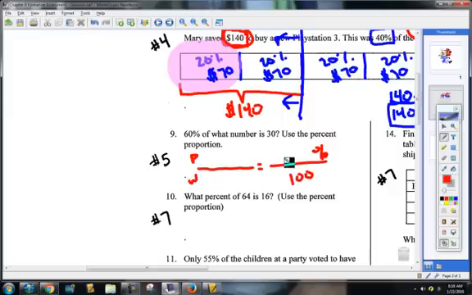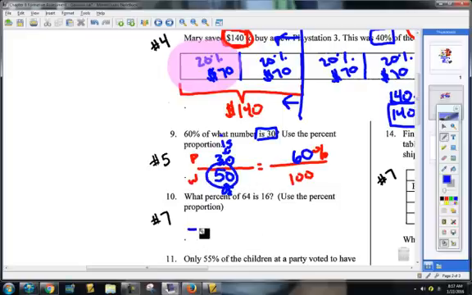60% of what number is 30? This is where that little trick I taught you will help you. Is usually goes here. Not usually, it does go there. Okay, so if it says 60%, we know 60 goes there. Of what number is 30? Well, that's pretty easy. That means 30 must be the part because it says is. 30, and is always goes with the part. We're going to cross multiply and divide there. We are going to get 50.